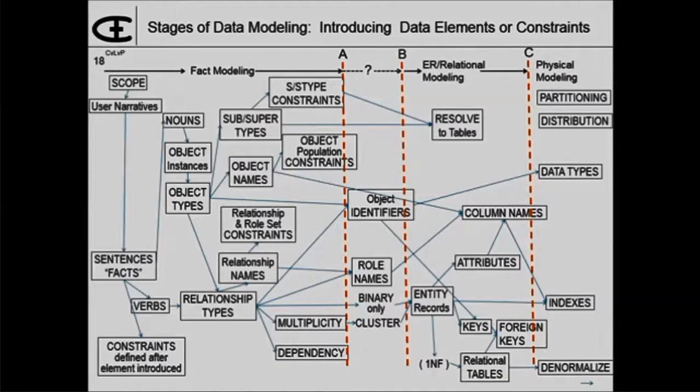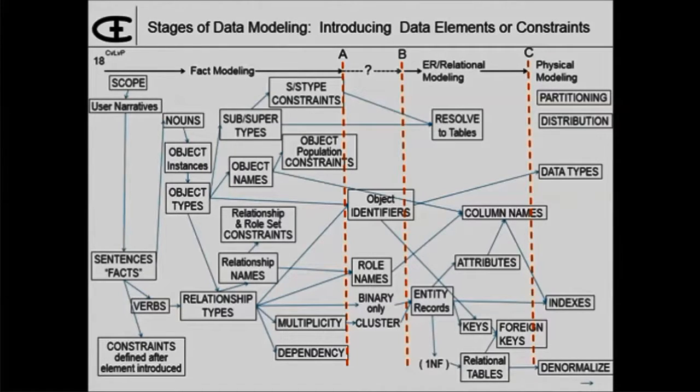This is the last slide that I'll give you, but it is the end of looking at all of these things that we can introduce into our model. So you can see we start up there, we scope, we have user narratives telling us about their world. We come out with fact sentences. From there we identify the verbs and the nouns, and the nouns begin to identify the objects or the entities and the attributes, the verbs, the relationships, and so on.